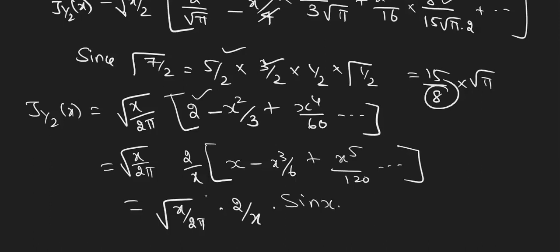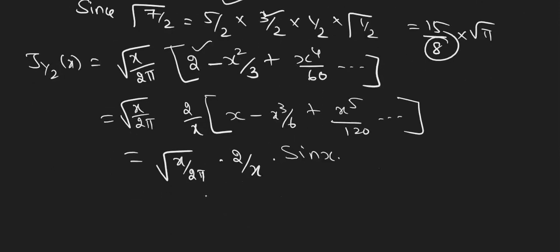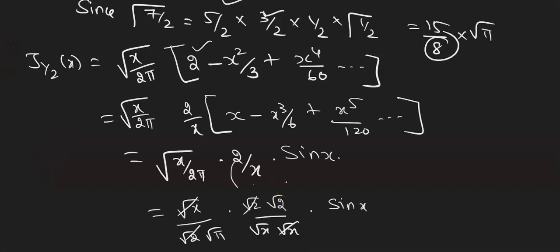Okay. And now you can simplify these terms, because 2 is root 2 into root 2. And then x is root x into root x. One term will get cancelled. I have written the same thing. 2 is root 2 into root 2. x is root x into root x. If you just cancel, it is root of 2 by pi x into sin x.